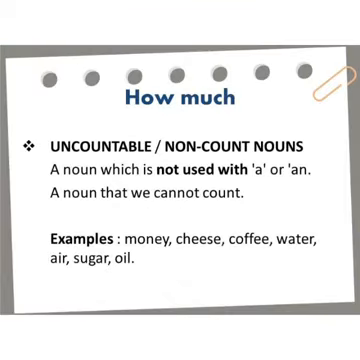The second part: if you want to make a question with how much, then you use uncountable nouns. Uncountable nouns, or some people say non-count nouns, are nouns which are not used with a or an, or we do not say 1, 2, 3, or 4. Or we simply say a noun that we cannot count. For example, money, cheese, coffee, water, air, sugar, oil. So we do not say 1 air, or 2 airs, or sugars, or oils, because we are talking about uncountable nouns.